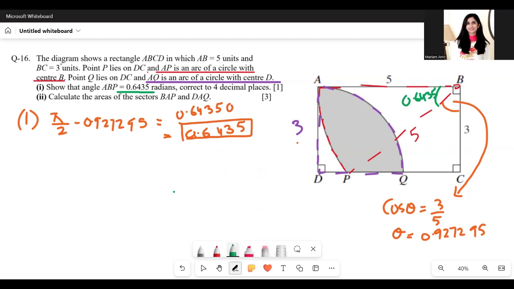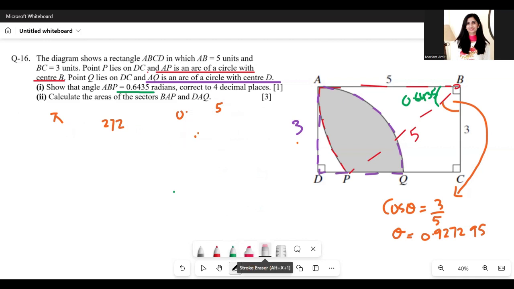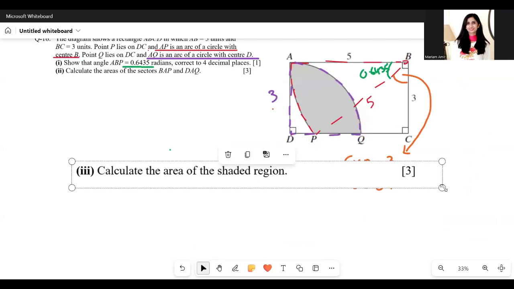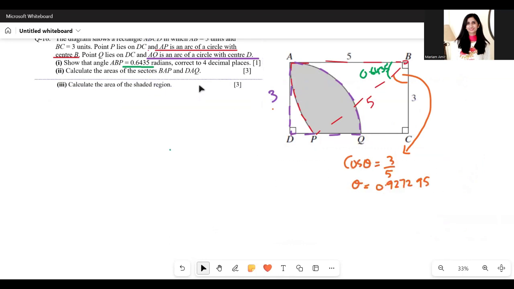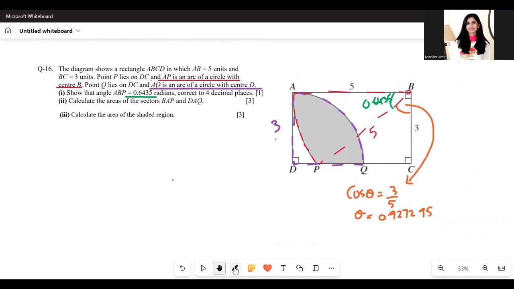Okay. Now the next part says calculate the areas of the sectors BAP and DAQ. Oh, there's another part, by the way, that I haven't copied. Let me copy it now. This question also has a part 3, which is this: calculate the area of the shaded region. Okay, so back to part 2, where we just have to find the area of the two sectors. That's the easiest question. You just have to apply half r square theta.